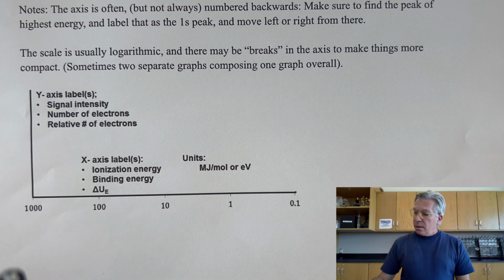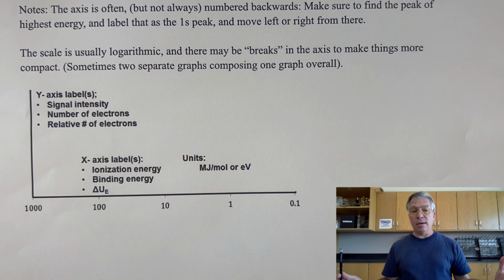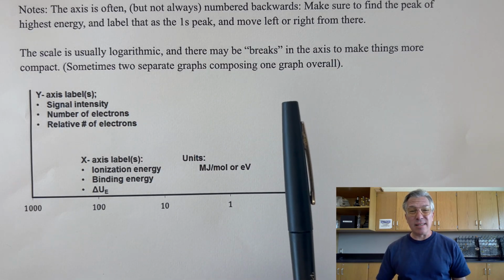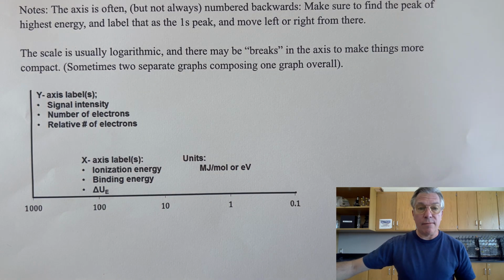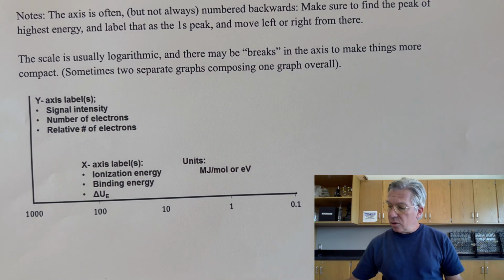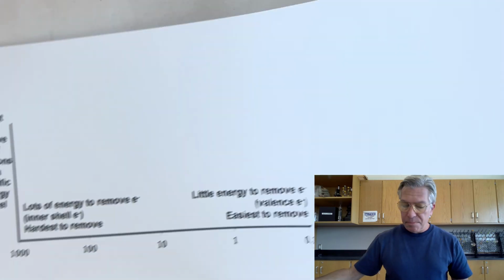The scale is usually logarithmic because we have a large range of values in binding energies. And so there may be breaks in the axis to make things simpler, because it might be really long, so we chop it up a little bit. Sometimes it's two separate graphs composing one graph overall. I'll show you examples of that as well. Okay. Units are usually megajoules per mole, or sometimes electron volts. Okay. And you're going to get some peaks on there.